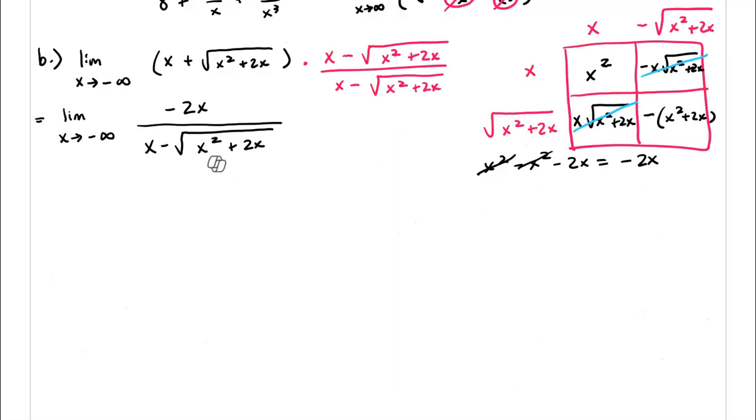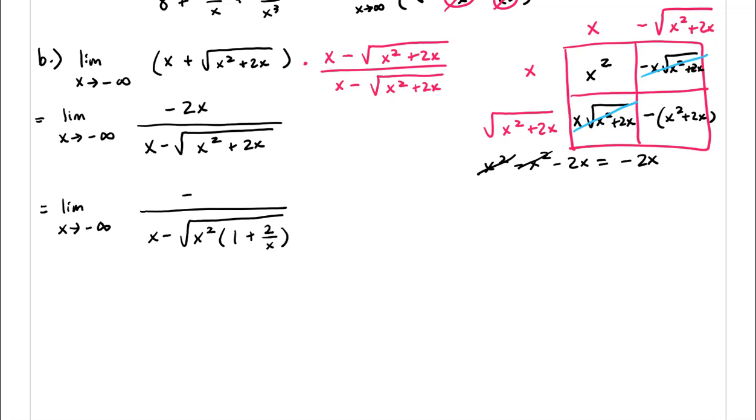All right, so where do we go from here? Well, in the radicand, I would like to factor out an x squared. Let's see what this looks like. So I have the limit as x approaches negative infinity. In my denominator, I'm going to factor out x squared from both of those terms. So if I factor out x squared, that's going to leave me with 1 plus 2 over x.